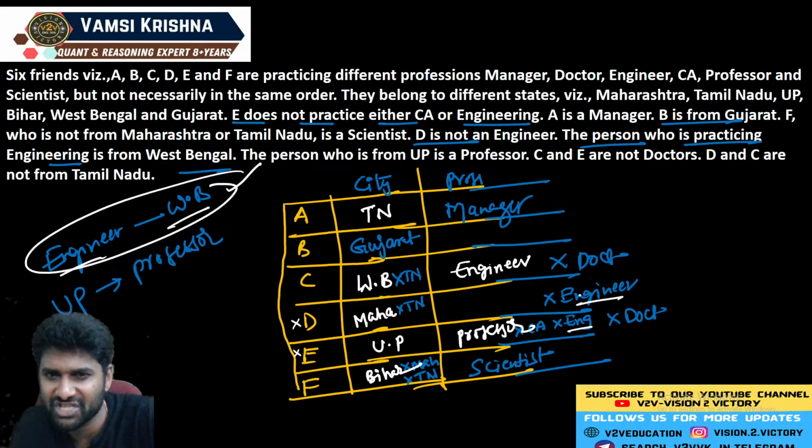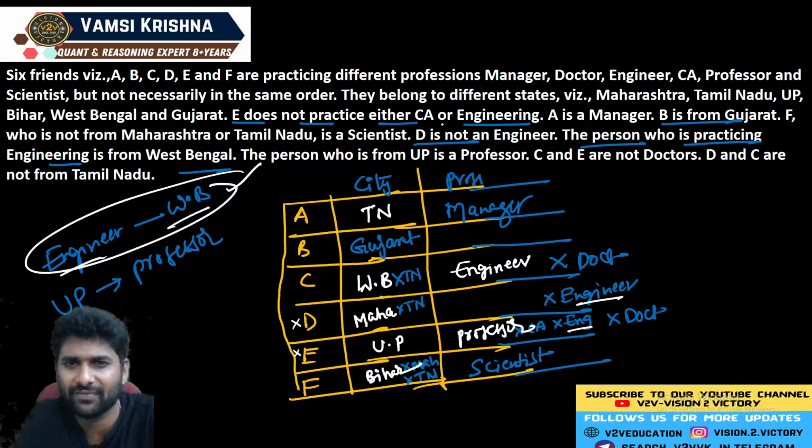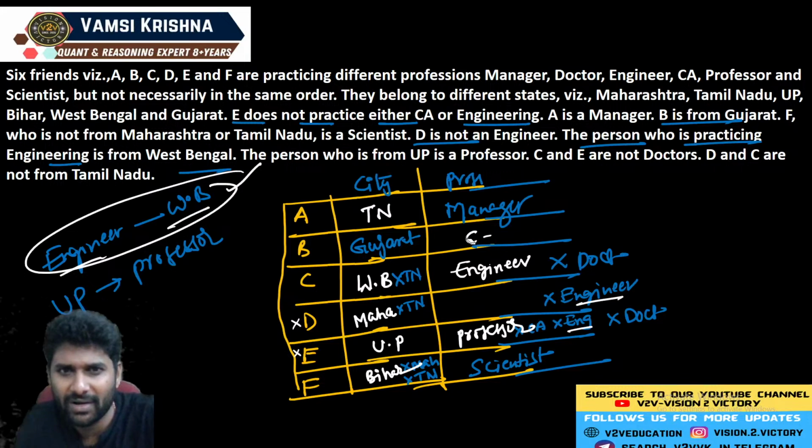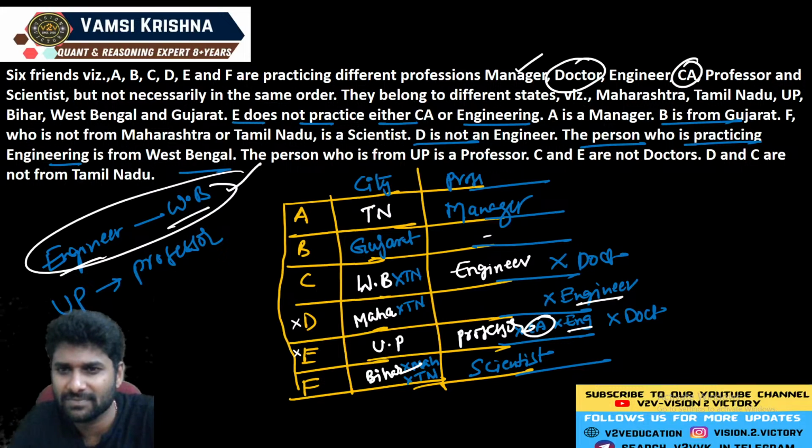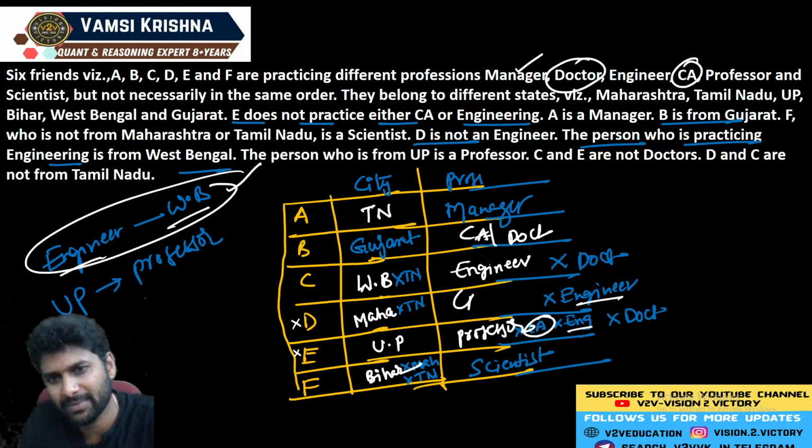So we are done with the engineer, and we don't know the professions. UP is professor. So what are the professions we are left with? CA. They already mentioned that E is not CA. It can be B or D. CA we are not sure. And what about the other profession here? Manager is done. Doctor. Guys, either it can be a CA or doctor.